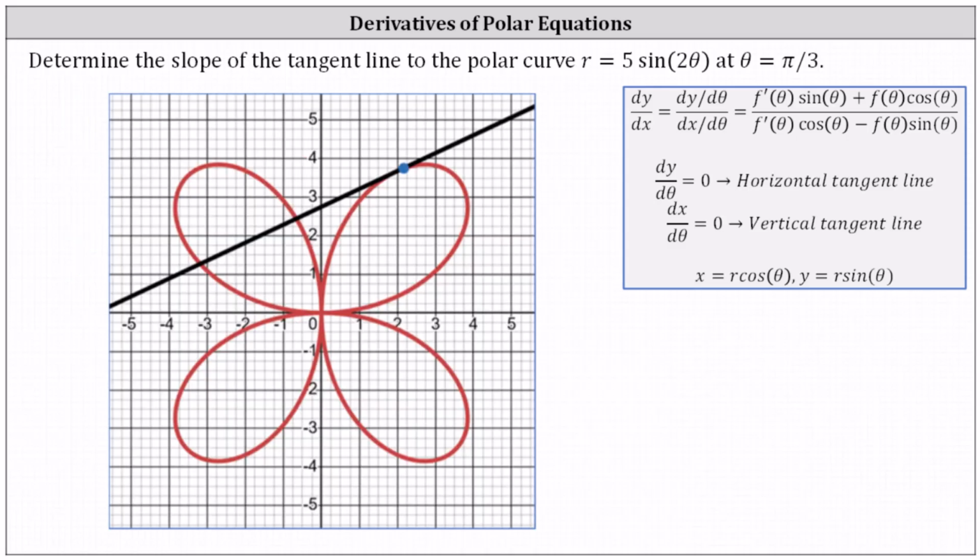Here we have the graph of r equals 5 sine 2 theta. This is the point on the polar curve where theta equals pi divided by 3. This black tangent line has a slope equal to square root 3 divided by 5.